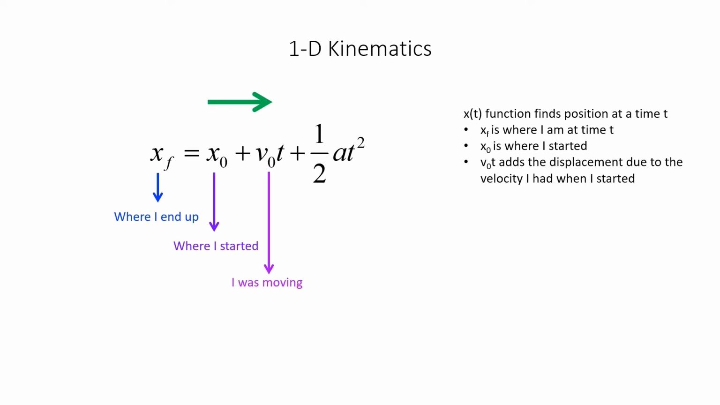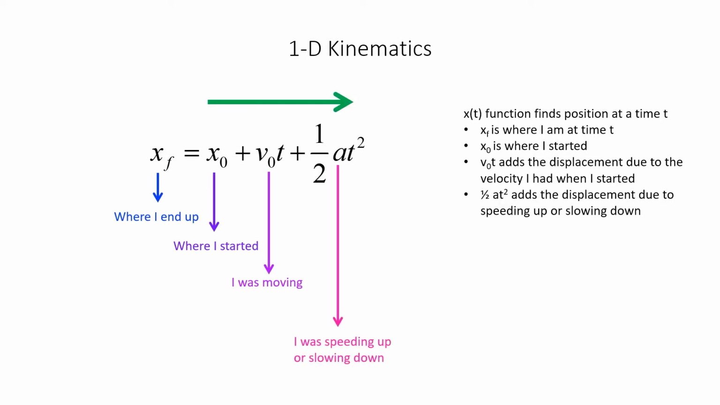The second term, v0t, that's the displacement involved with the motion of the particle, or me. So I have some initial velocity, I'm moving for some time t, that gives me a displacement. I add to that the third part, the 1/2 at squared, that is a displacement as well. That is accounted for by the fact that I'm slowing down or I'm speeding up. So where I end up involves all three of those: where I started, the fact that I was moving, and then also the fact that I was slowing down or speeding up.